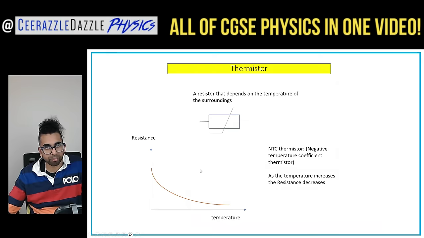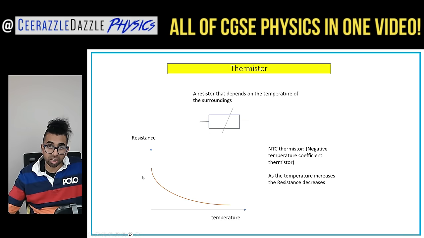Okay, next thing, the thermistor. What is a thermistor? A thermistor is simply a resistor which depends upon the temperature of its surroundings. Think of the word thermistor as thermal resistor. You get the following graph: as you increase the temperature, the resistance drops down. This is called a negative temperature coefficient thermistor. Why? Because it's going down. As the temperature increases, the resistance decreases.